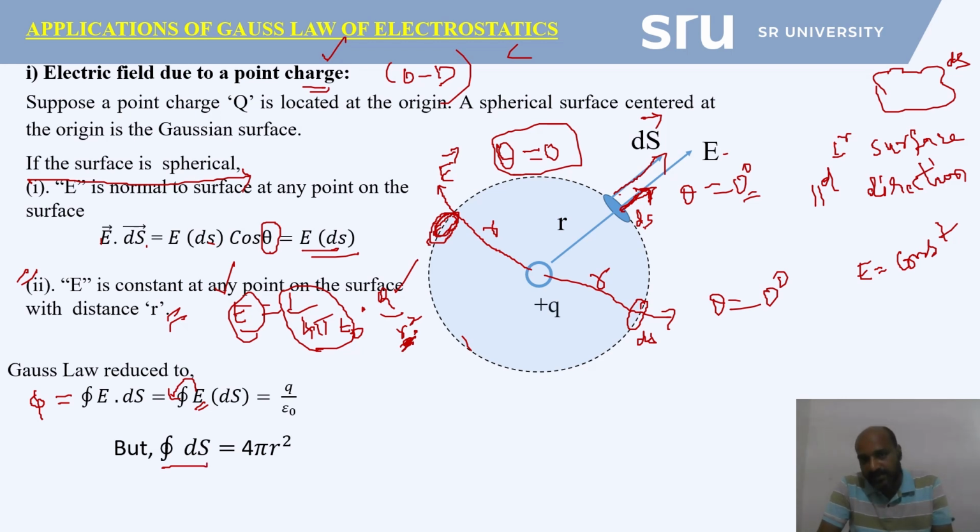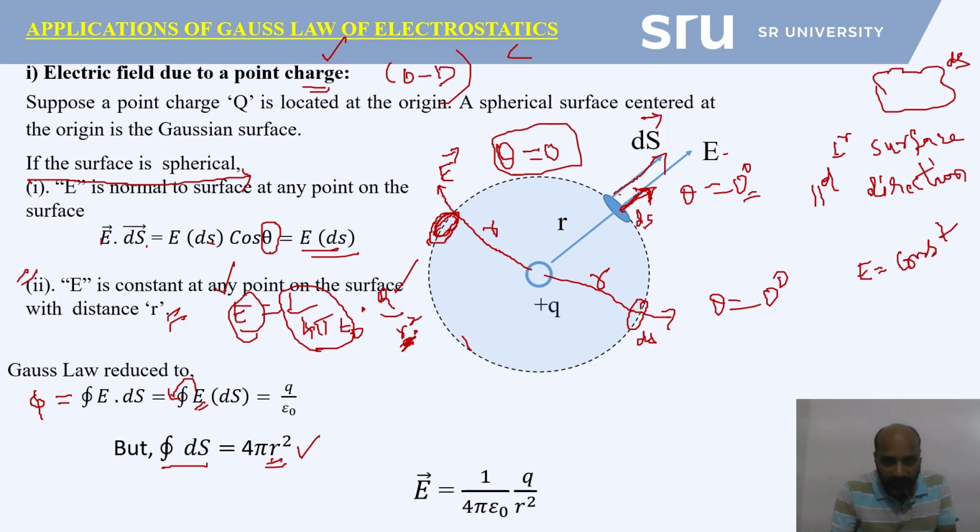If the surface is spherical, the surface area of a sphere is what? 4 pi r square, right? We'll write this. If you write this, E will be what? E will be 1 by 4 pi epsilon naught q by r square.